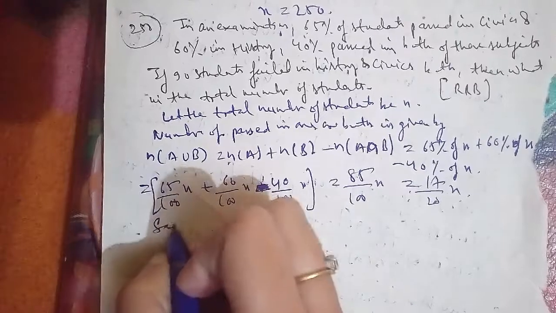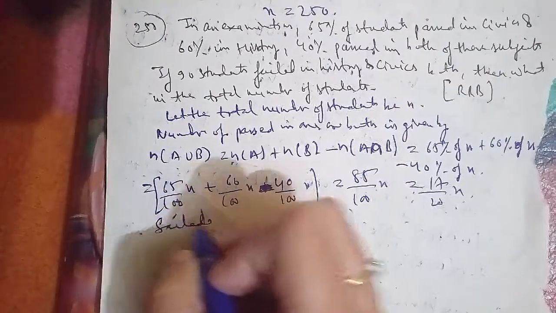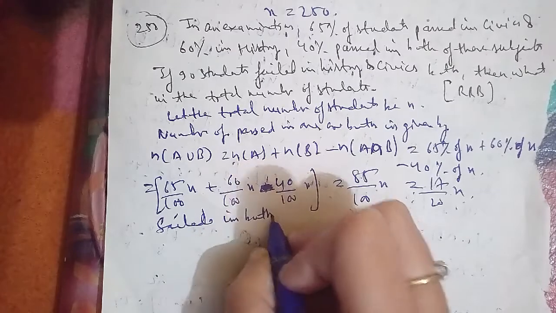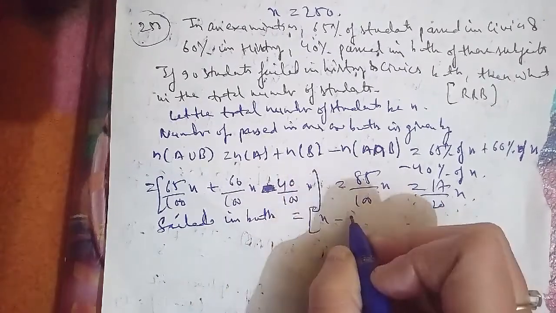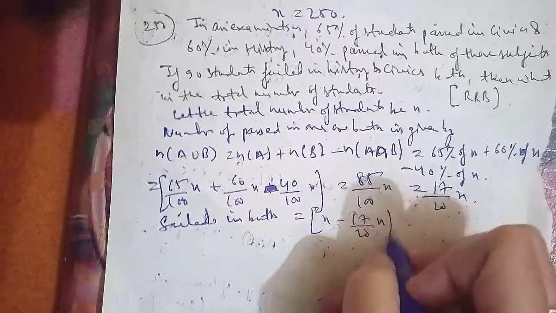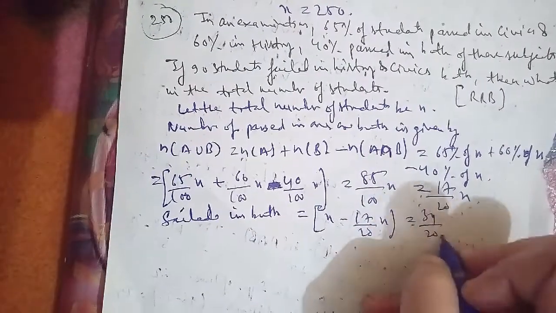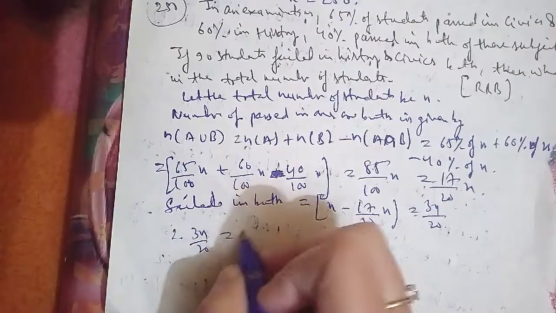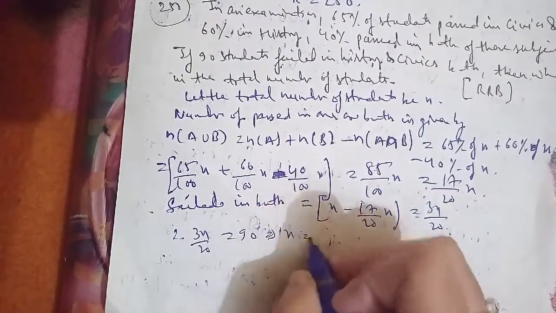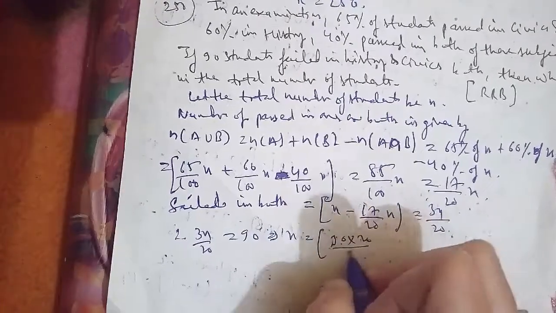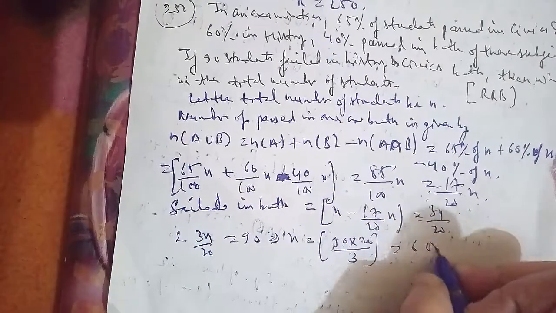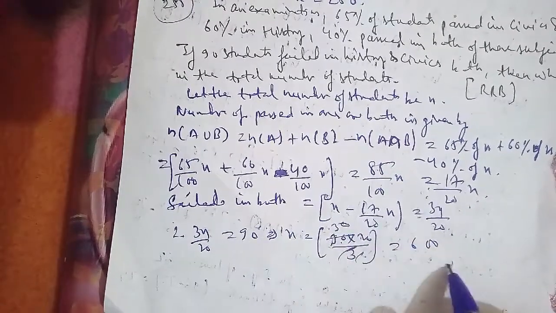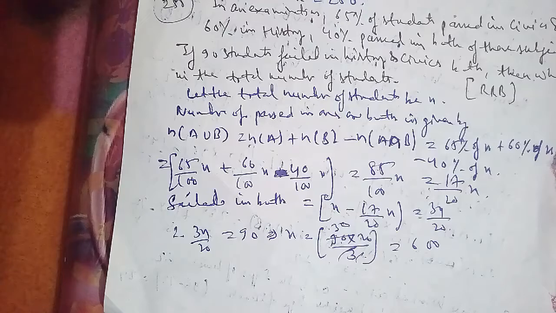Failed in both is x − 17/20 x = 3x/20. So 3x/20 = 90, and x = 90 × 20/3 = 600. Three 3s are 9, and three 2s are 6, so 600 is the answer that we have.